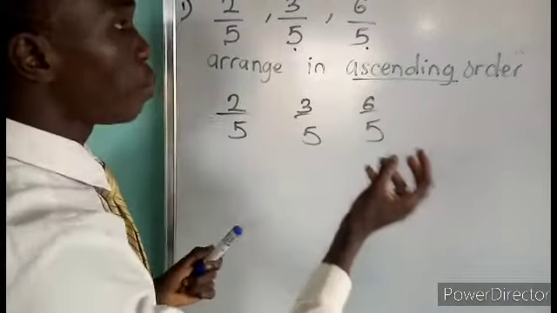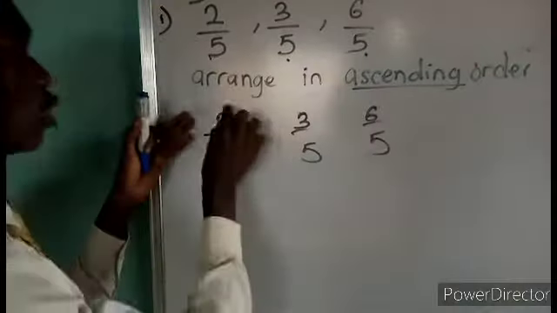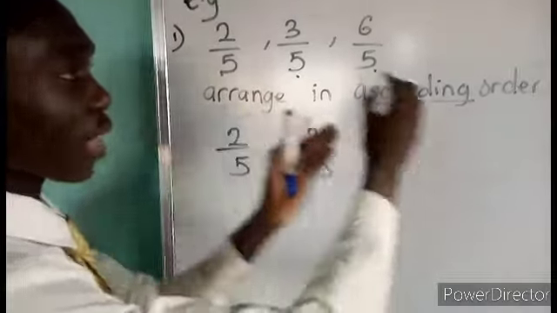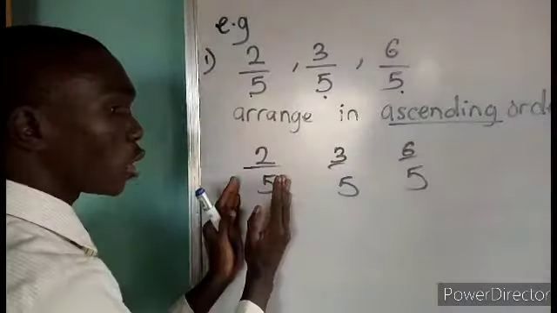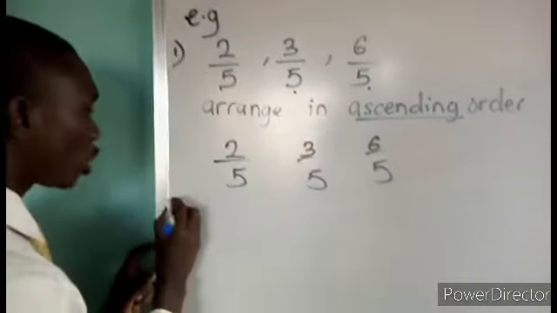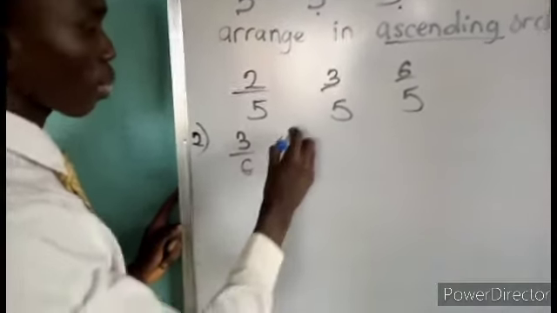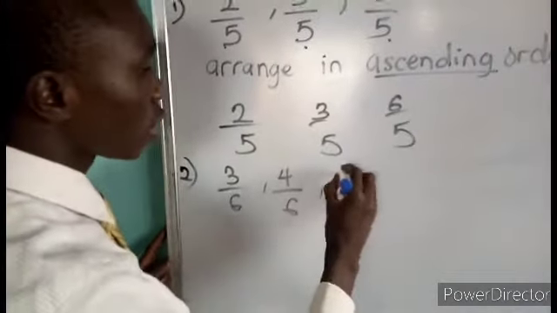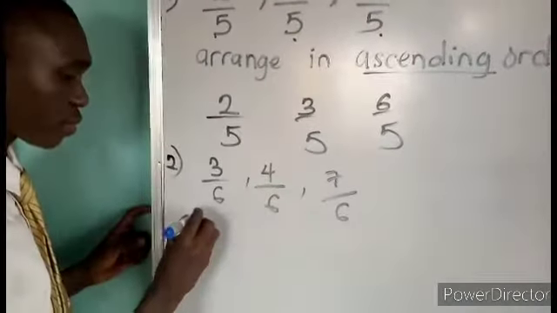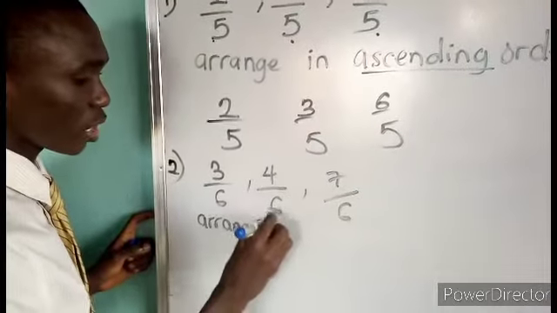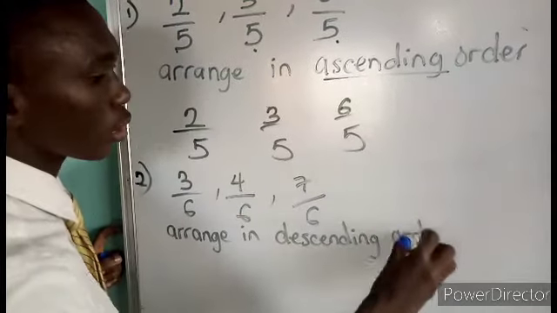Depending on the method you are using, the order of arrangement is either ascending or descending. If it is ascending, you start from the lowest to the highest. But if it is descending, you start from the biggest to the lowest. Let's take an example showing arrangement in descending order. We have 3 over 6, 4 over 6, 7 over 6. We are to arrange in descending order.